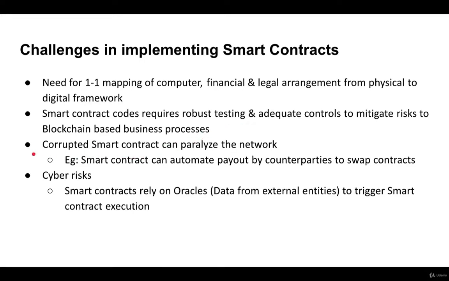A corrupted smart contract could paralyze the network because it's an automated payout and counterparties may be involved. They can swap the contract, so we have to be extremely careful by ensuring that smart contracts are coded correctly and the correct operations are carried out. There may be some cyber risks when smart contracts pick up data from external entities. So it is possible that any small risk may trigger the smart contract to execute, which should not happen. Hence, if you are using oracles or external entities data, then you have to be still more careful and ensure that cyber risks are also mitigated.